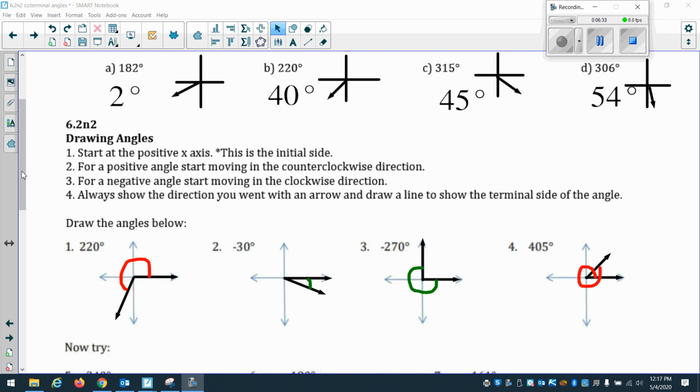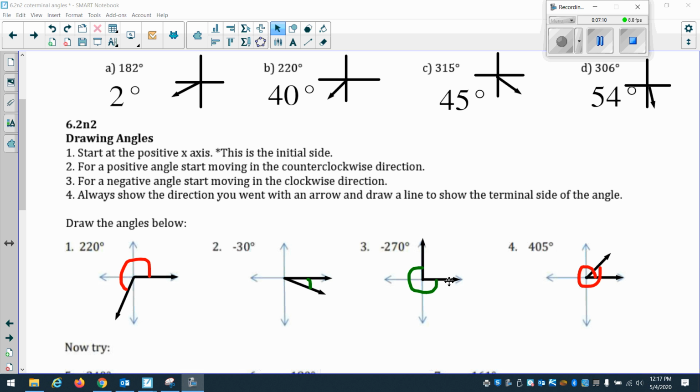So I drew the following for you. For 220, you start here. 220 is in the 3rd quadrant, so it's roughly in this ballpark. So I drew this red line around to show the direction going counterclockwise. Now negative 30, you still start at that 0, create a 30-degree angle going clockwise. Now to show your angles, you have to have both of these arrows, the initial side as well as the terminal side, with arrows because you're representing an angle.